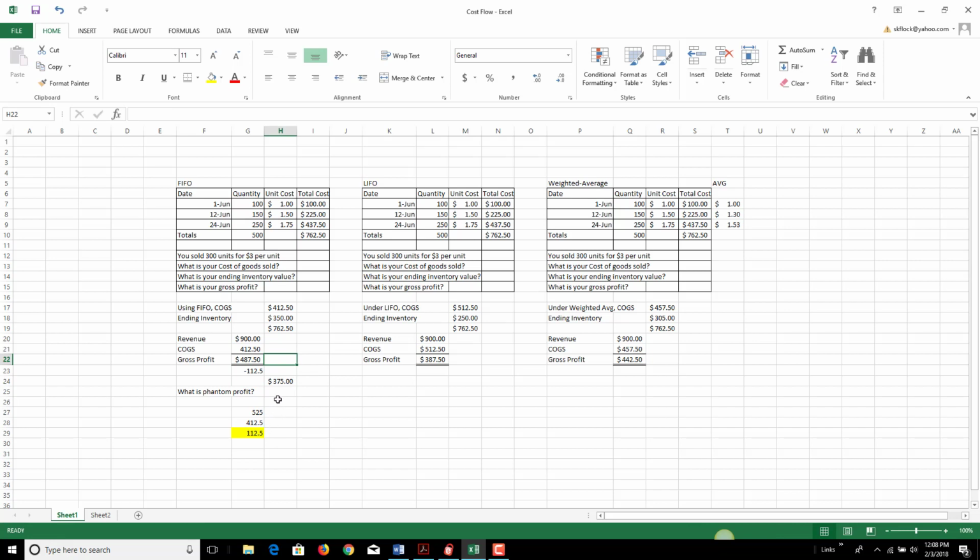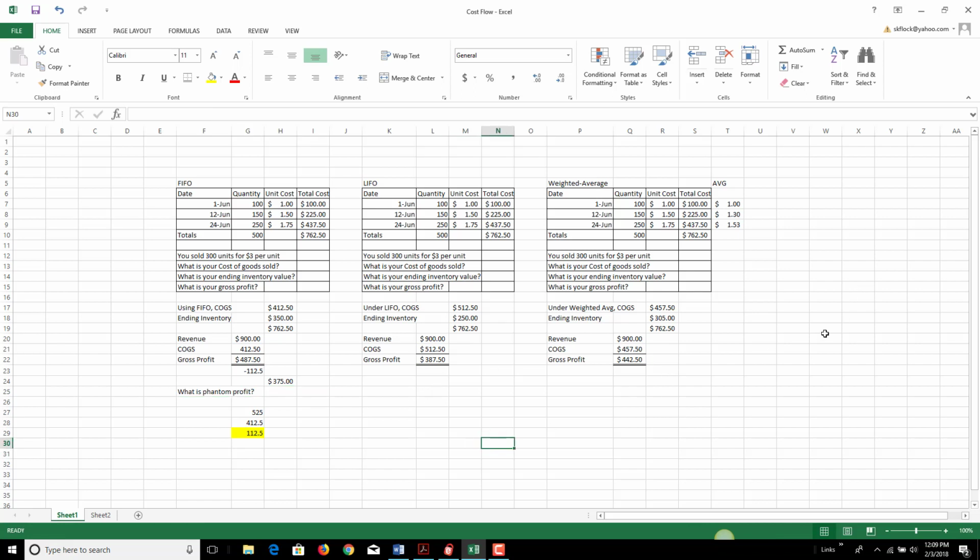So I hope that makes sense. I know it's a little bit confusing, but if you look at the 300 units times $1.75, if I replace the inventory I've sold, that's where I'm getting the $525 from. So if I take $525 out of the $900 that my customers gave me, it only leaves me $375 in my pocket. So when you hear the word phantom profit, that's what it's referring to.